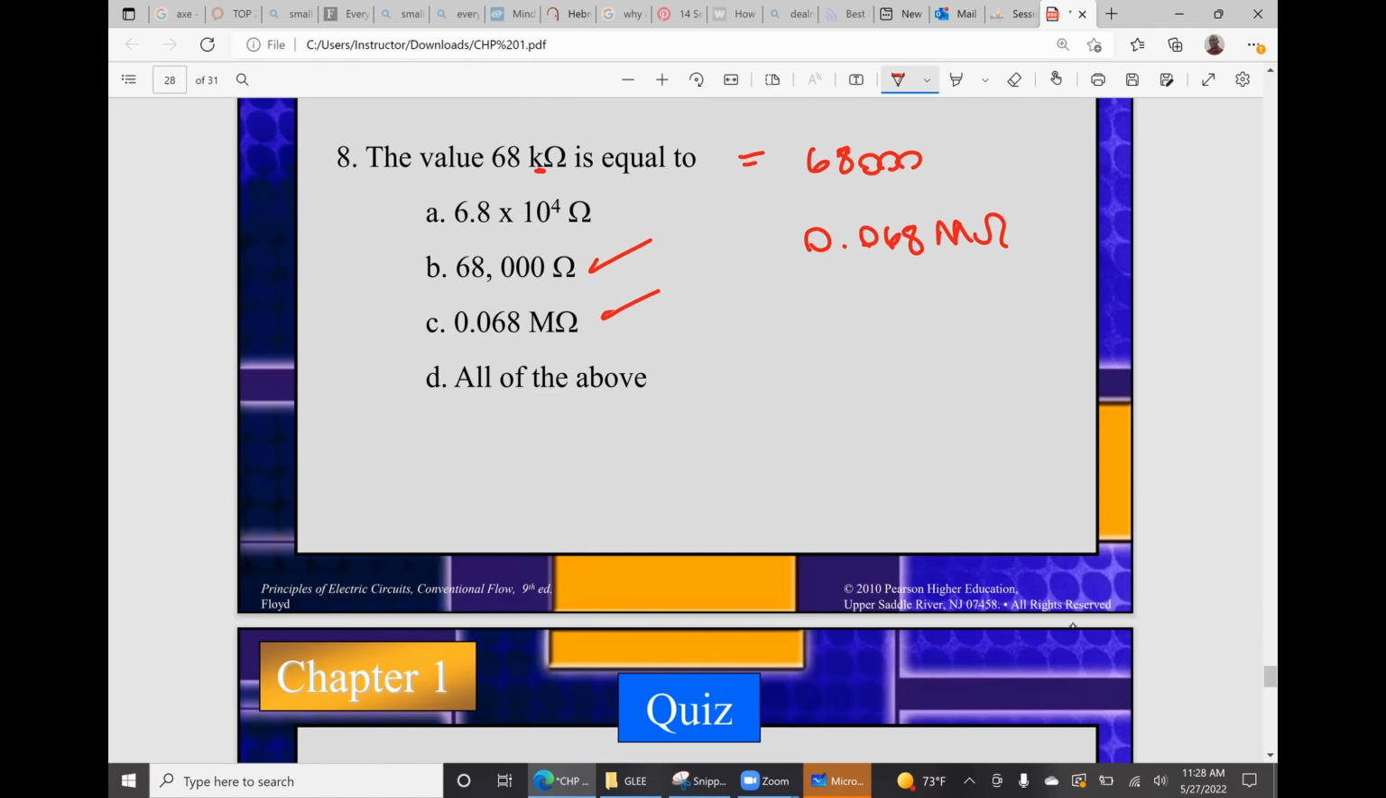6.8 times 10 to the 4. That's fine. So this is K, 68K. Again, 68 kilo ohms is the same thing as 68 times 10 to the 3. Now, if you wanted to write it as 10 to the 4, it's going to be 6.8 because you move this one back one place, and you put the decimal point here. So you're going to have 6.8. Since you move it back, this one increases by 1, times 10 to the 4. So this is also correct.